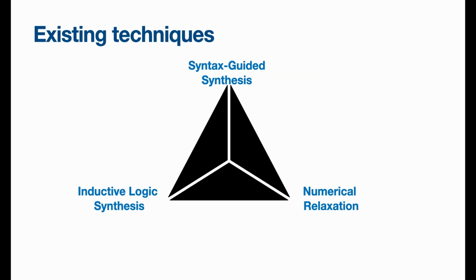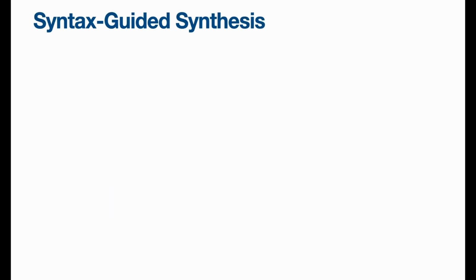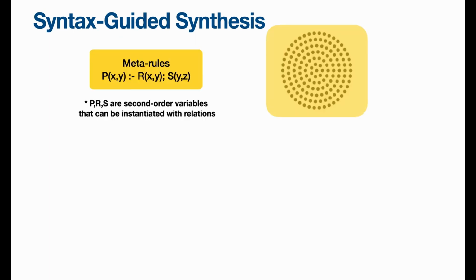And one more technique is numerical relaxation, which I'll come to in a minute. So syntax guided synthesis is where you first generate a large number of candidate rules, and you generate these rules by using some kind of heuristic syntactic templates. So you have these meta rules which say that you have two predicates on the right hand side, which have a common variable, let's say y over here, and then you have another predicate p on the left hand side.